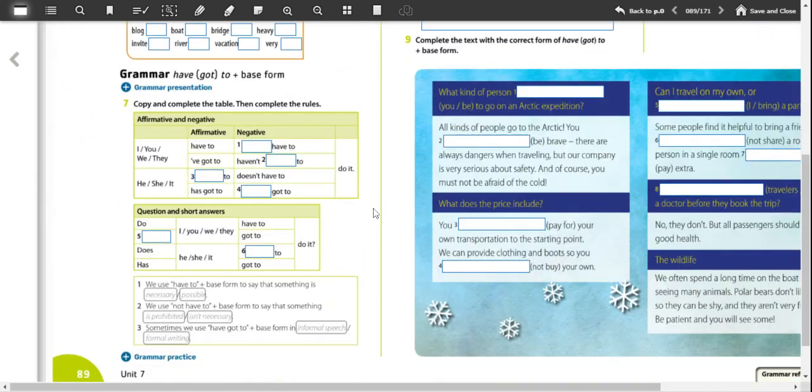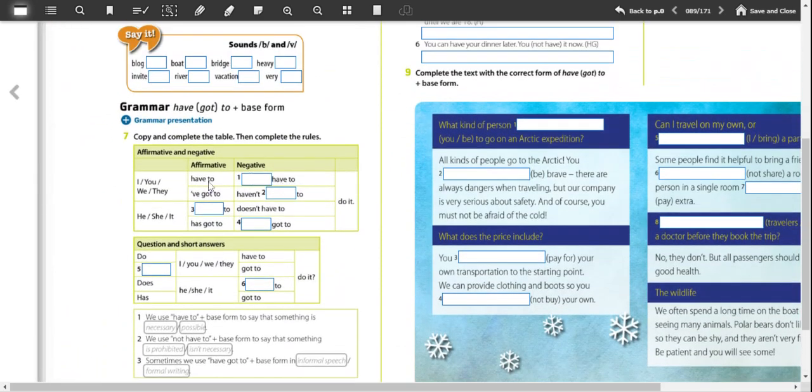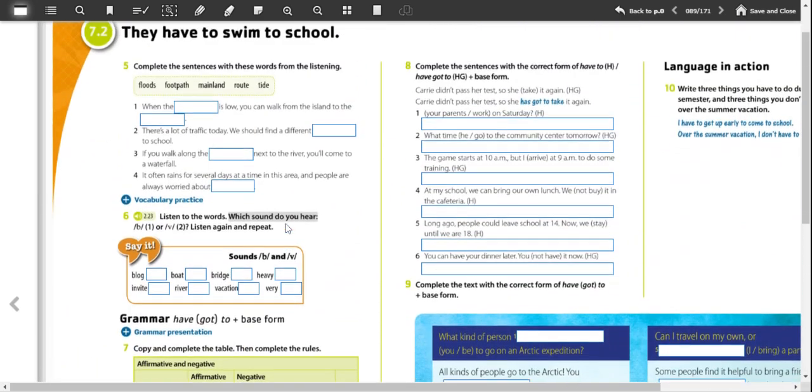And remember that you guys had to do exercise number 7, 8, and 10.